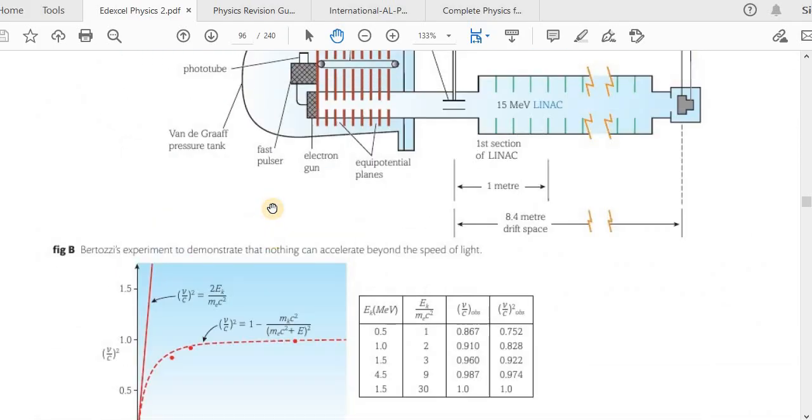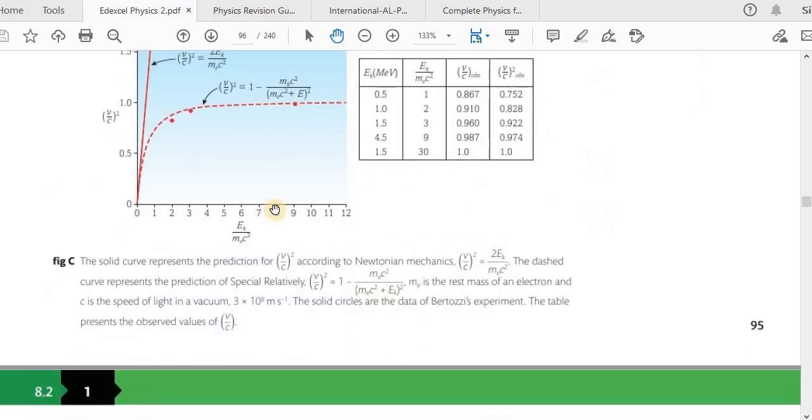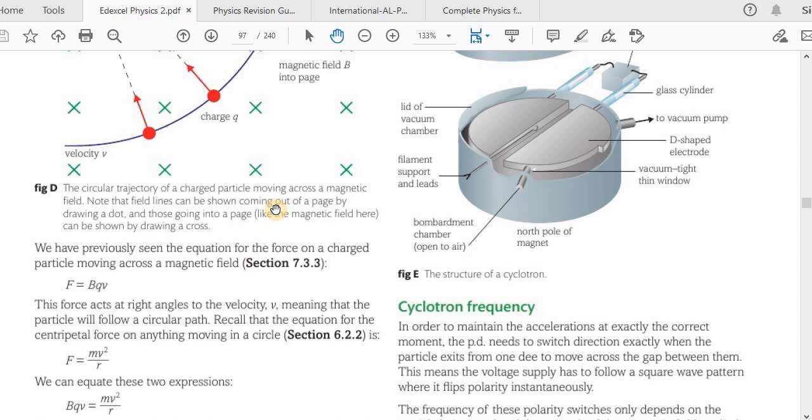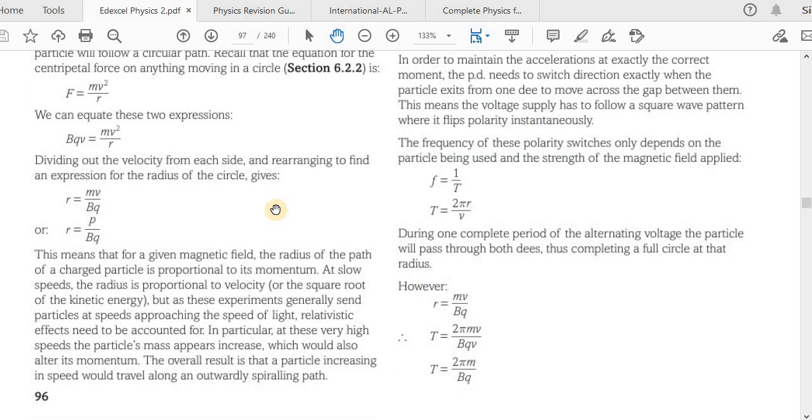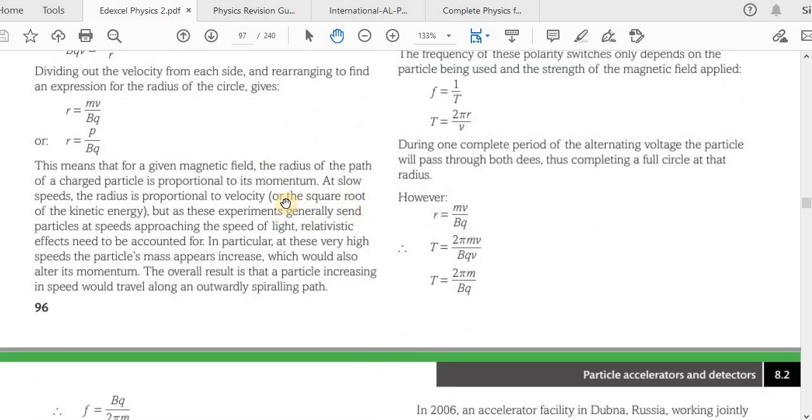Now remember, when the speed is high, that means when it's traveling close to the speed of light, the mass increases, because v cannot be greater than 3 times 10 to the power 8 metres per second, which is the speed of light. So at that point mass increases. We are not talking about that one right now. Here we are telling that at slow speeds the radius is proportional to the velocity or the square root of the kinetic energy.